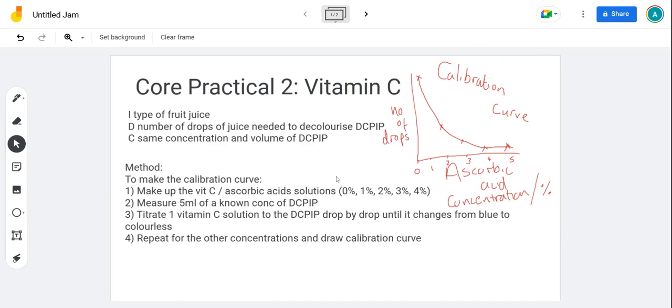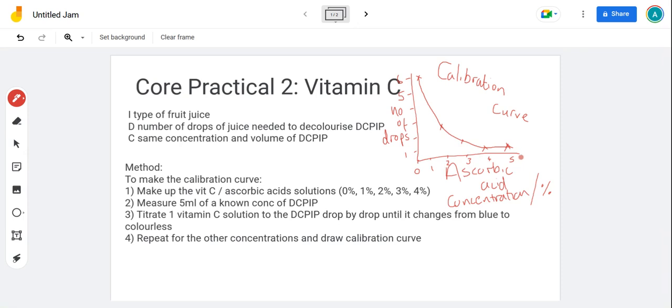So if, for example, we put some numbers on here, if you tested it out with apple juice, and you needed 6 drops, you'd go across and down and see what percentage of ascorbic acid it has in. If for pineapple juice you needed 5 drops, you go across, down, and you'd be able to work out the percentage. If for orange juice you actually only got 1, you could go across and down and see how much percentage of vitamin C it's got in.